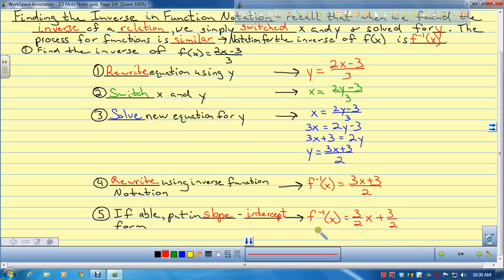Okay. And the good thing about that is it gives us our slope, which would be 3 over 2. And our y-intercept, which is also 3 over 2. So that would have a slope of 3 over 2 and a y-intercept of 3 over 2, or 1.5.